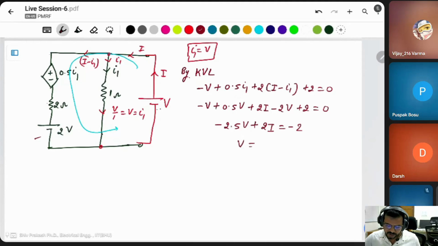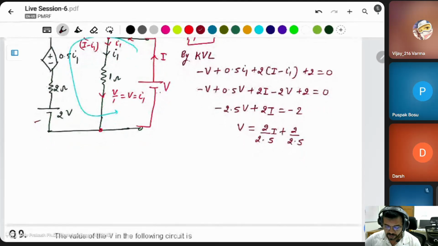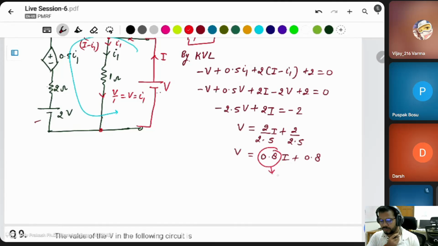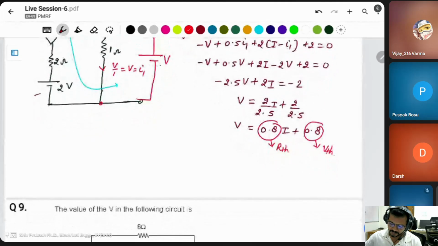The next question is asking about the Norton's equivalent between A and B. We have to find the Norton's equivalent. For the Norton's equivalent, simply apply the same VI method.